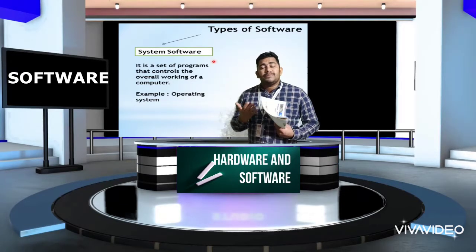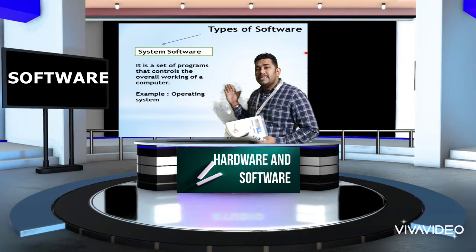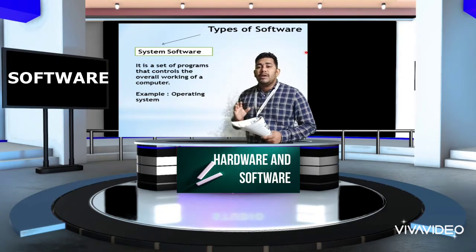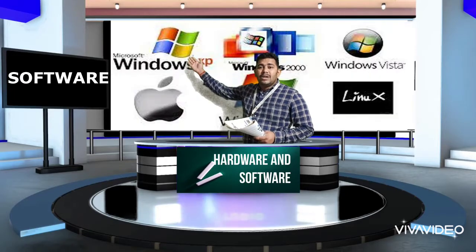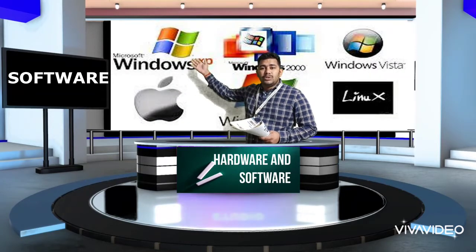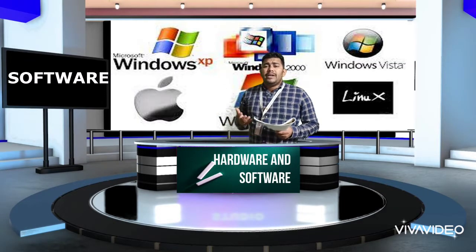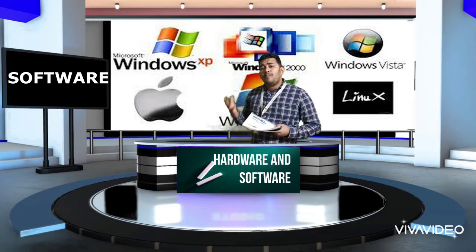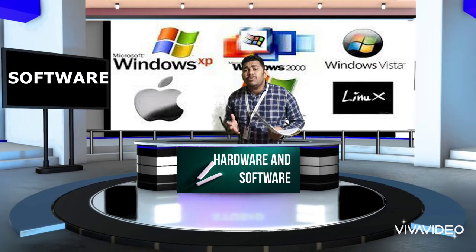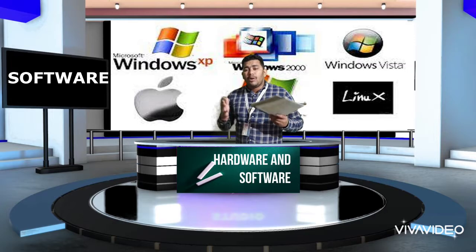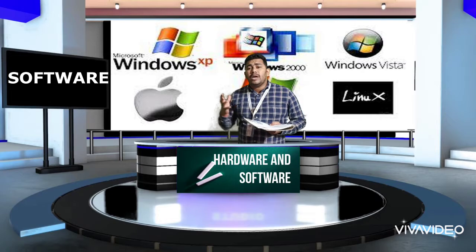Without system software you cannot run a computer. System software examples are operating systems, like Microsoft Windows and Linux. These are a few examples. If you do not install an operating system in a computer, you cannot run it. To run a computer you need an operating system, or system software, which can do the complete work.